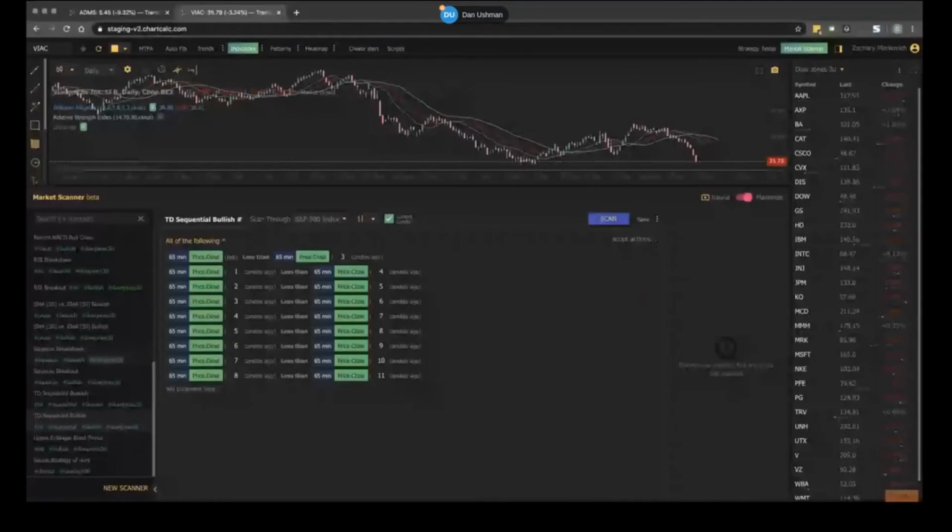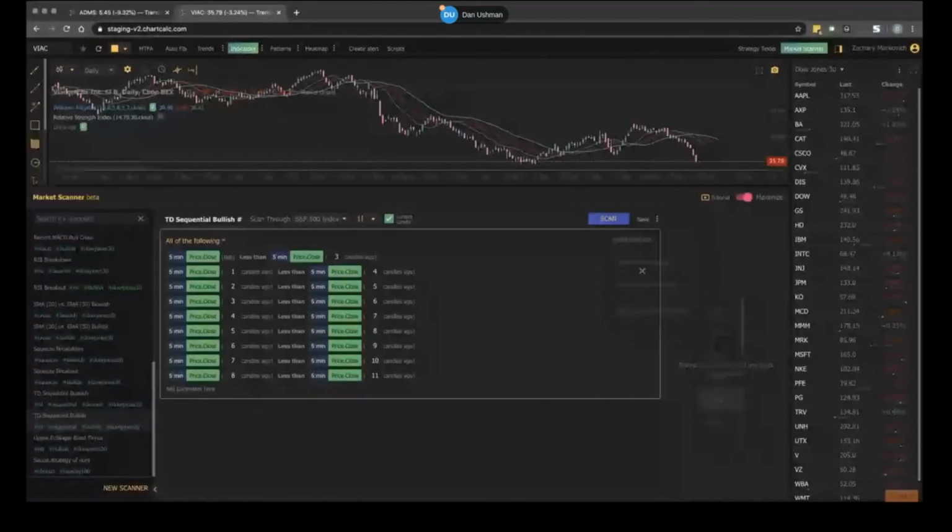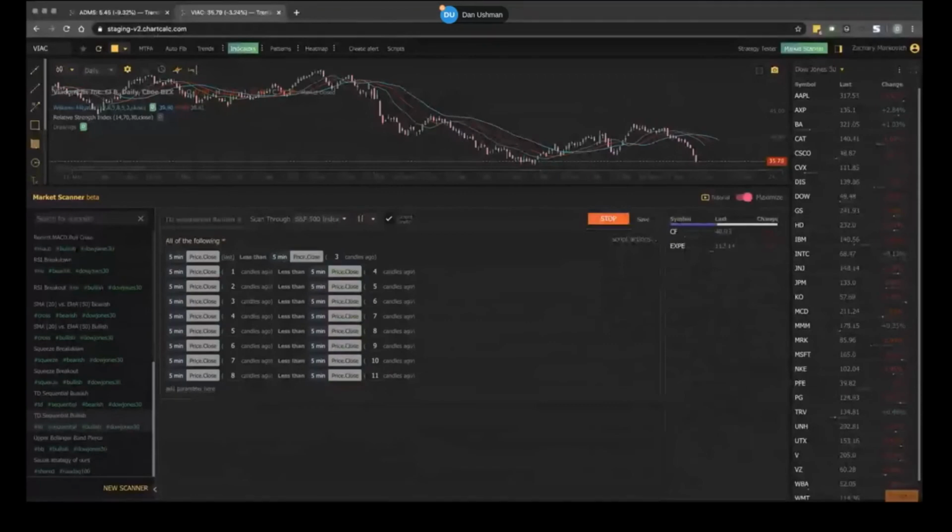Now, what else is really neat about this is, let's say you find a scan that you like. Let's say we like that last scan we were on, or let's say we want to scan the 5-minute chart for TD sequential down sequences, right? Once the scan has concluded, we can give it a name. This is already called TD sequential bullish, and we can click save.